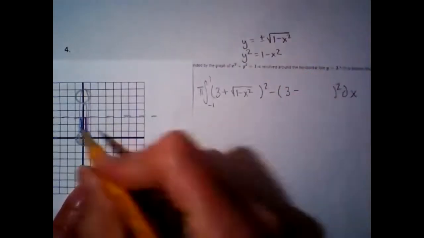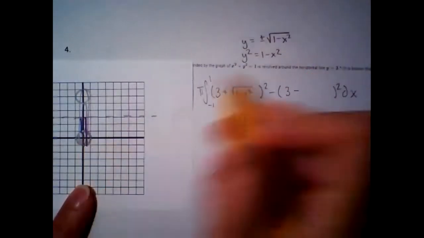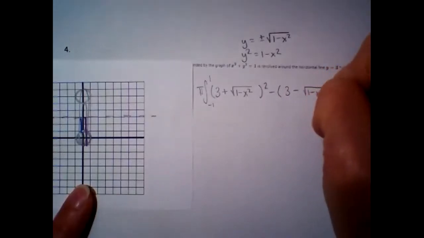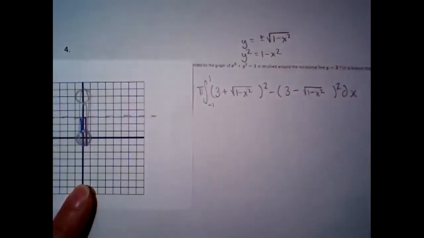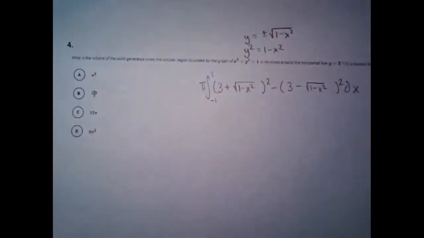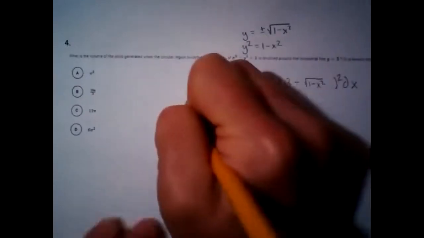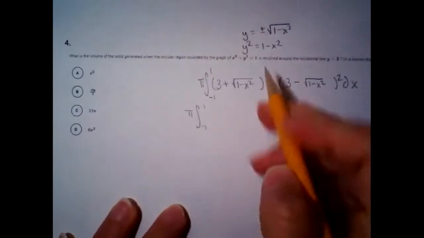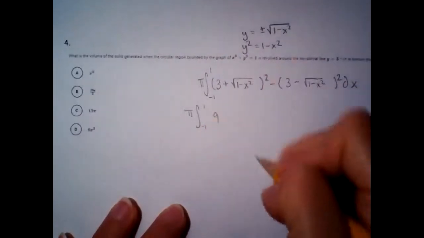So it's going to be 3 minus the positive square root. So 3 minus square root 1 minus x squared. All right, so that's set up. And then we've got, again, a lot of really tedious algebra to get through on this one. So buckle up. All right, so squaring this, 3 times 3 would be 9.